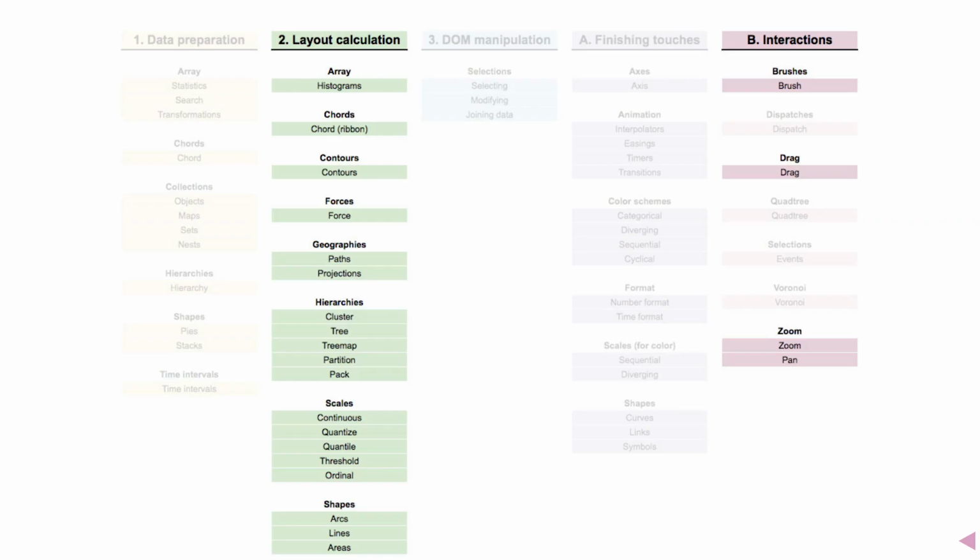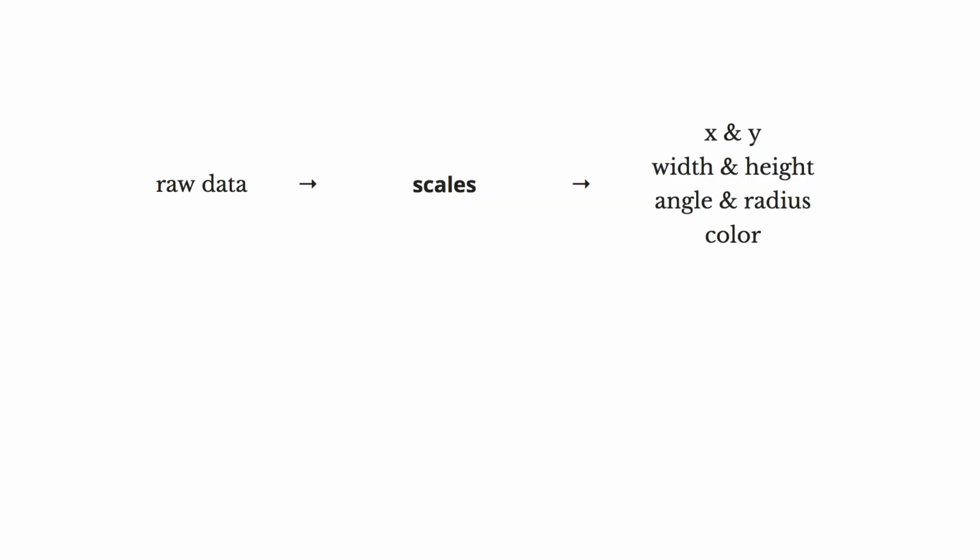I want to concentrate on just these sets of modules because these are the ones that I use the most frequently. These are modules like the scale module that help me translate raw data into screen space, into XY positions, into width, height, into angle and radius, into color. These are the force and hierarchy modules that help me calculate the XY positions of each of the nodes in a network diagram, in a tree map, a circle pack.